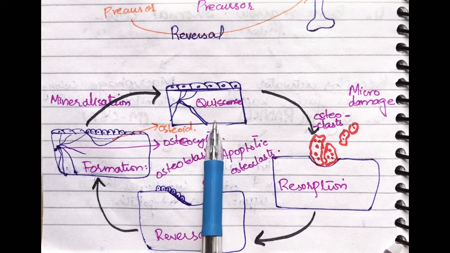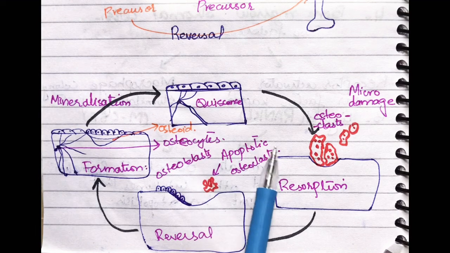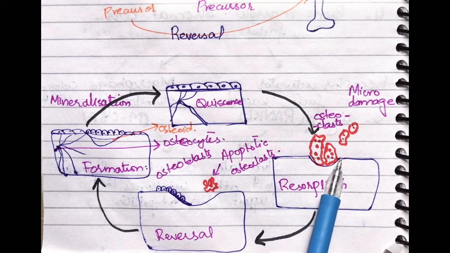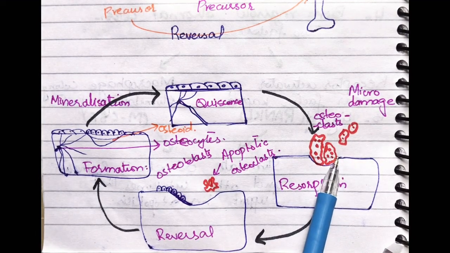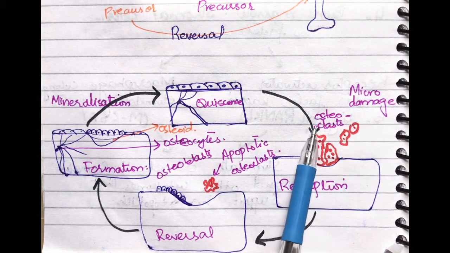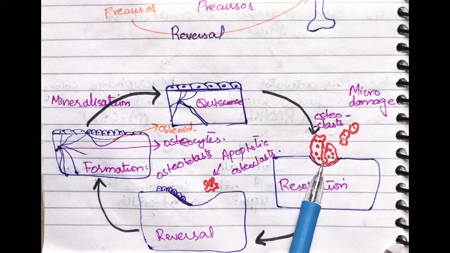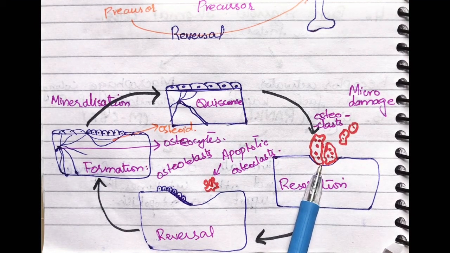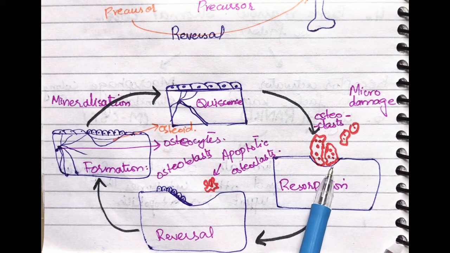This is the quiescent phase, that is the resting phase, that is the normal bone, nothing has happened to it. There is a picture which is showing the micro damage to the bone. When there is a micro damage to the bone, what happens? Osteoclasts are attracted from the blood via chemoprotective factors towards this damaged site. Osteoclasts invade this micro damaged bone area. What does osteoclast do? They cause the resorption of the bone.